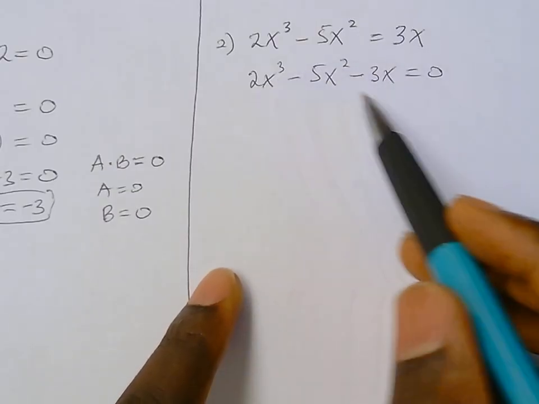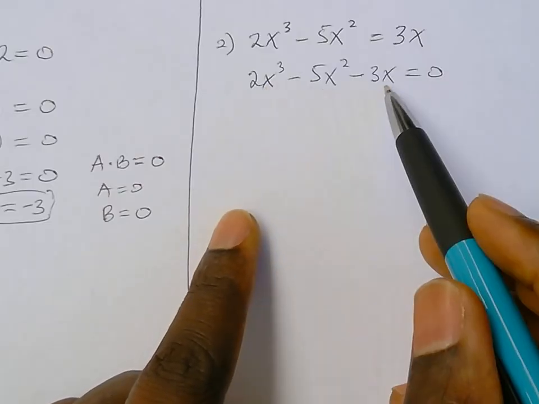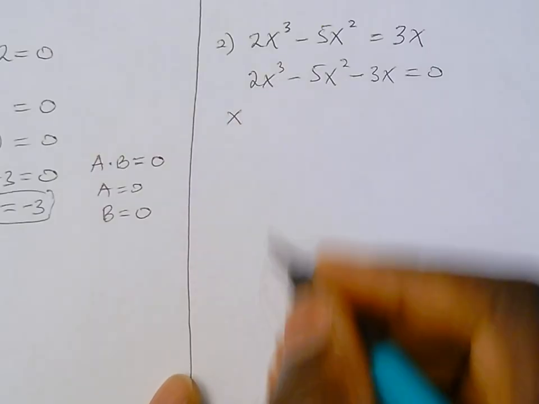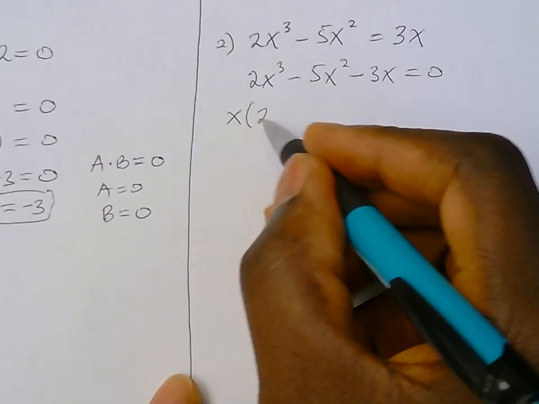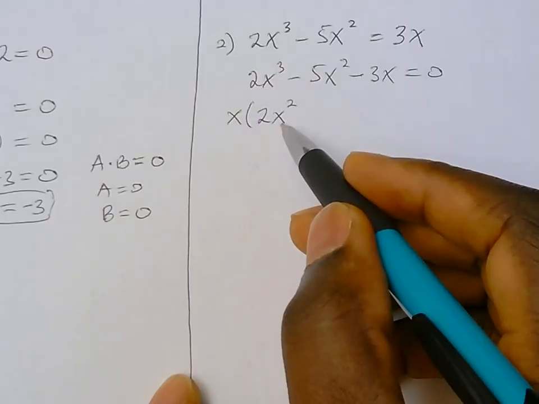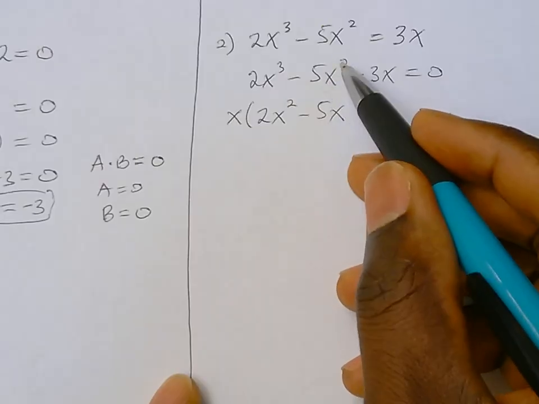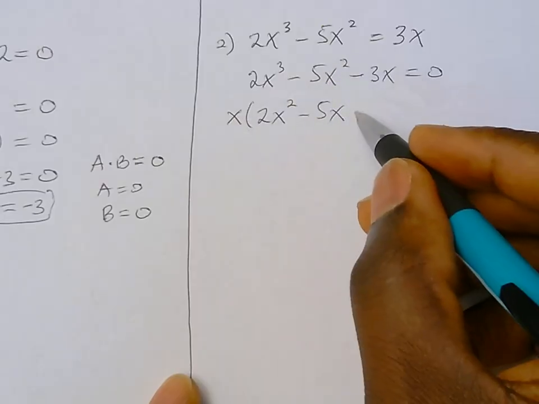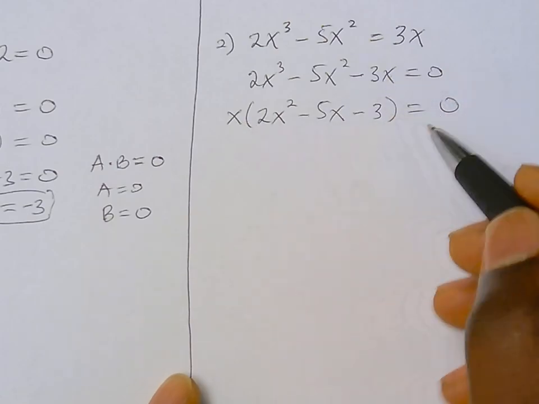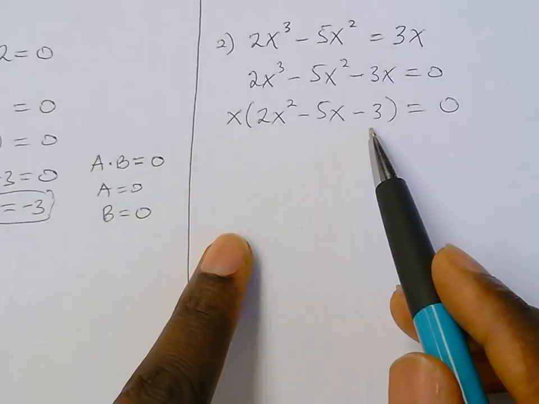Now with this polynomial, I can see that there is a greatest common factor of x. So I'm going to take out a GCF of x. Then we end up with 2x squared, because if I divide x cubed by x, I get x squared, minus 5x, again we're dividing x squared by x to get x, minus 3 equal to 0. When I divide x by x, it becomes 1. So after taking out the GCF of x, this is what I'm left with.